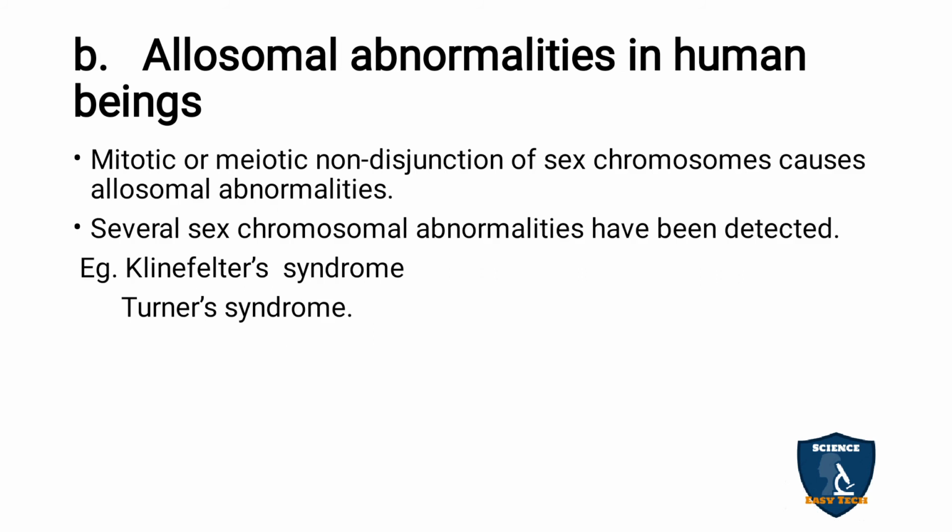Next, the second one is allosomal abnormalities in human beings. Till now you have seen the problems that occur in the body chromosomes, autosomal. Now you are going to see the problems that occur in the sex chromosomes, that is allosomal. During mitotic or meiotic condition, that is gamete formation, the sex chromosomes are affected through this disease or syndrome. Examples are Klinefelter syndrome and Turner syndrome.